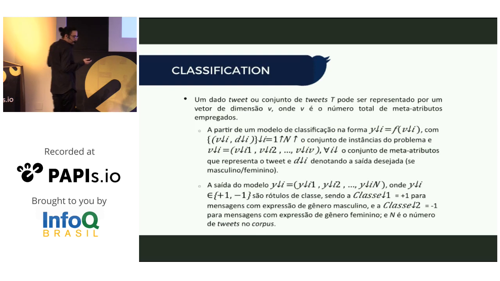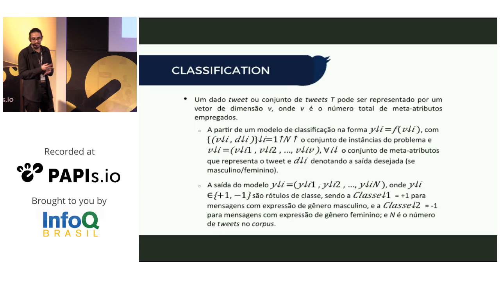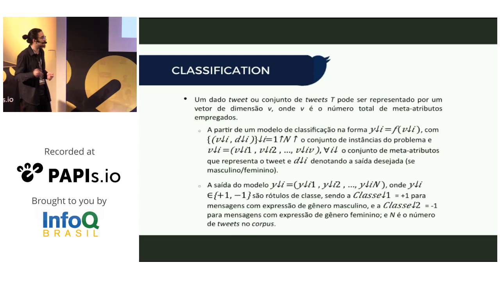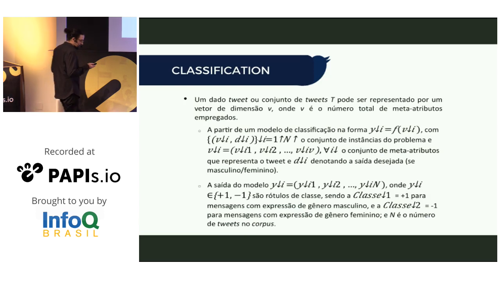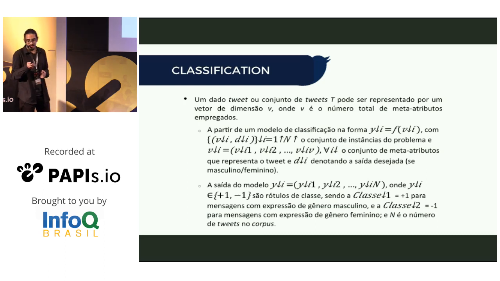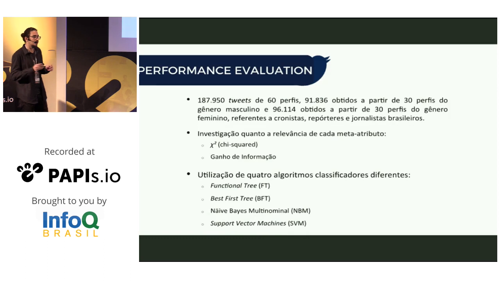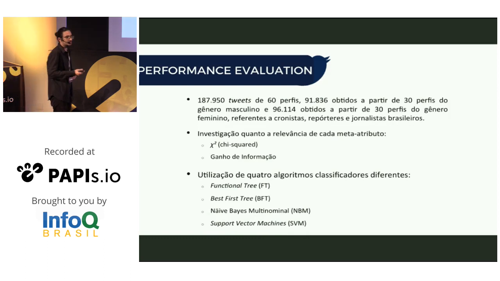And well, what's my problem? My problem is to classify a tweet given this large amount of data, and I have to classify them in male or female using the given number of meta attributes. So basically, the output of my model will be if this is a female or a male tweet. Remember, I'm using gender expression, so there's no transgender expression.